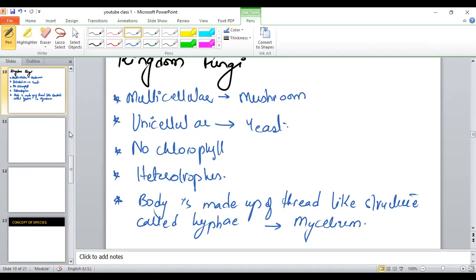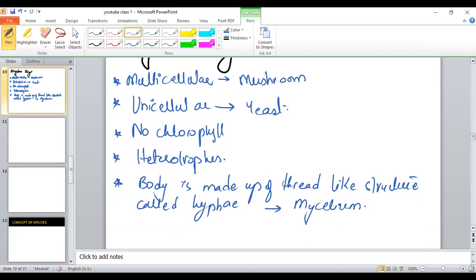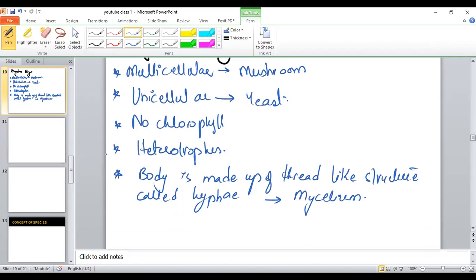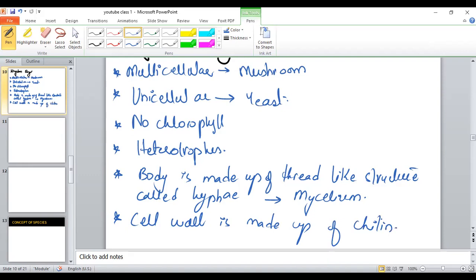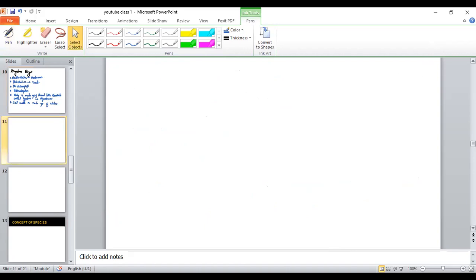Okay, so this is all about fungi, and they have a cell wall, but their cell wall is different from the plant cell wall. Their cell wall is made up of chitin. Cell wall is there, but different from the plants. Then we are talking about kingdom protista.